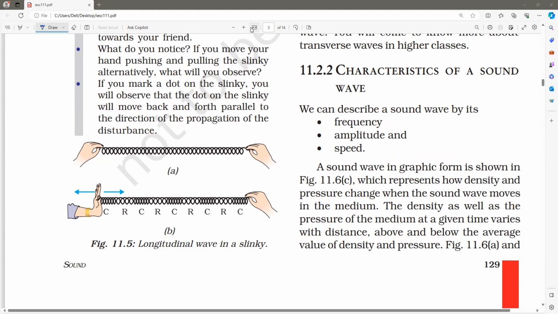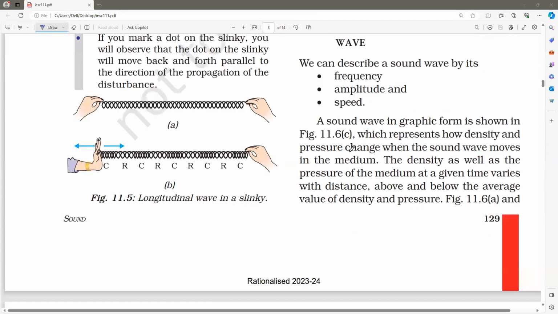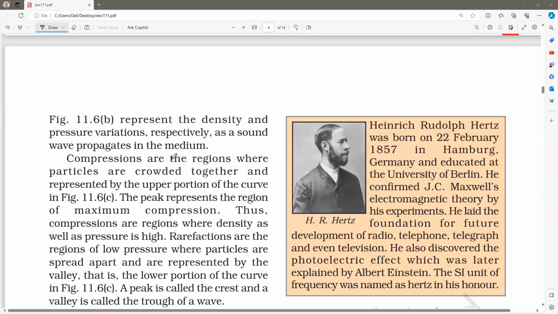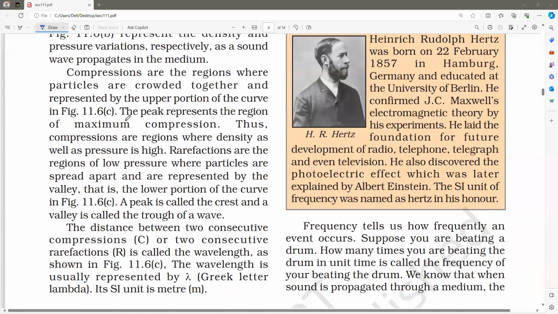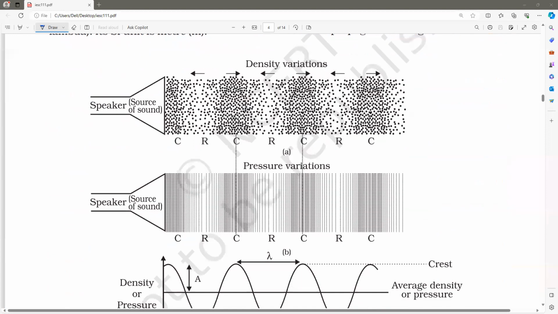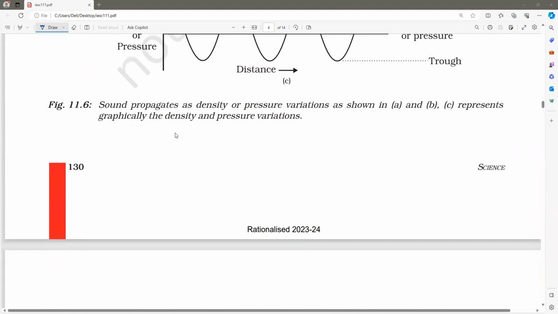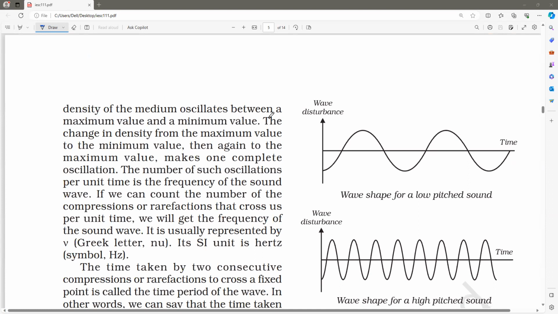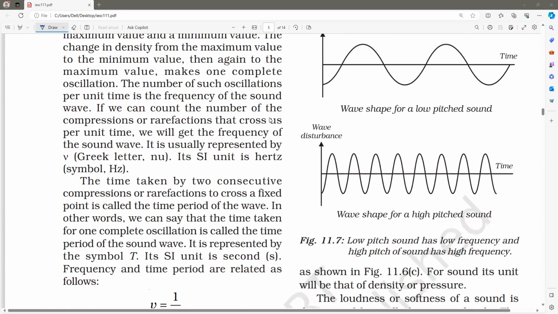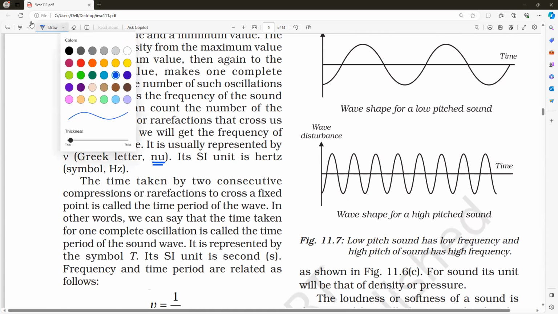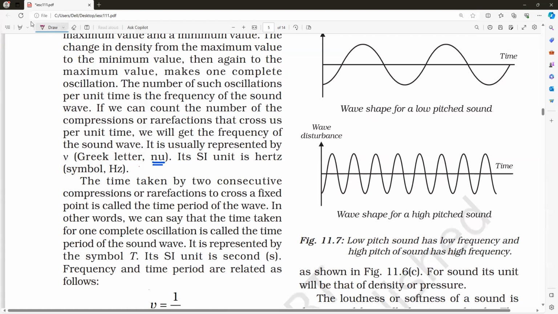So in characteristics of sound, you can see sound propagates, where it is that? That is nu, the Greek letter nu. I already taught you. That is not a V, it is nu. Nu means frequency. So the symbol is like this, a Greek symbol. And what is the SI unit of frequency?